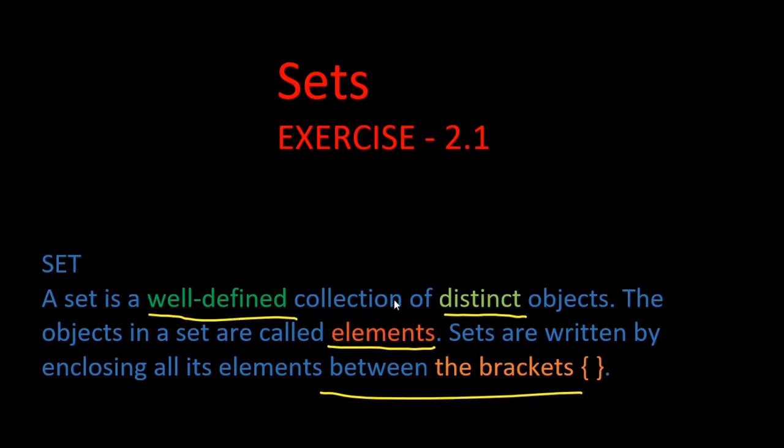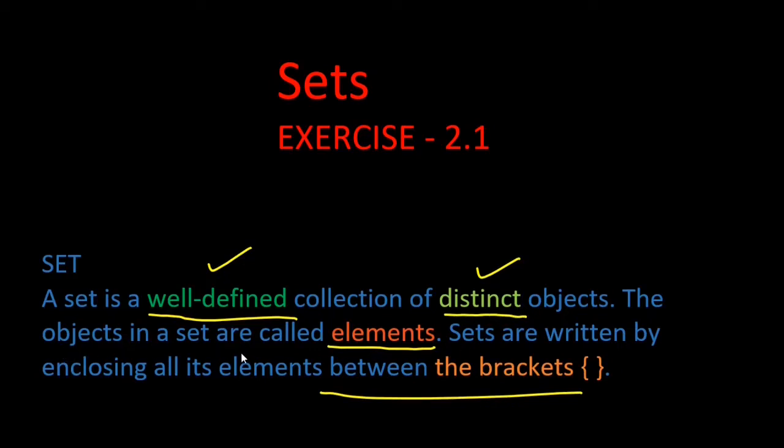Set is a well-defined collection of distinct objects. Here the terms well-defined and distinct have importance. Well-defined means there should not be any ambiguity in describing the members of a set. There should not be any ambiguity. Different people should not have different opinions on it. And here distinct means the objects should be listed only once. Even if one object is duplicated, that should not be represented. We should write only distinct objects.